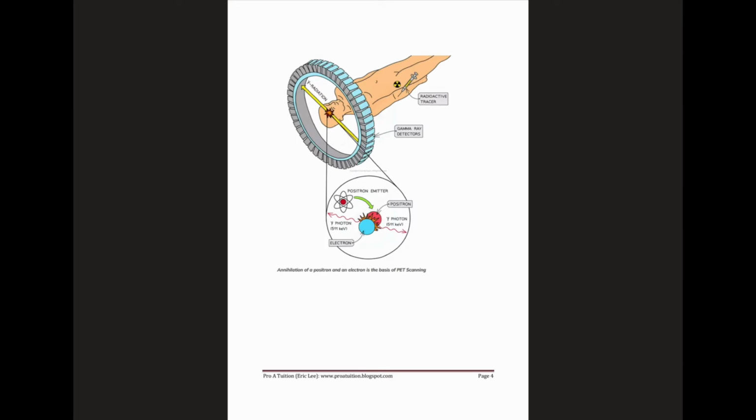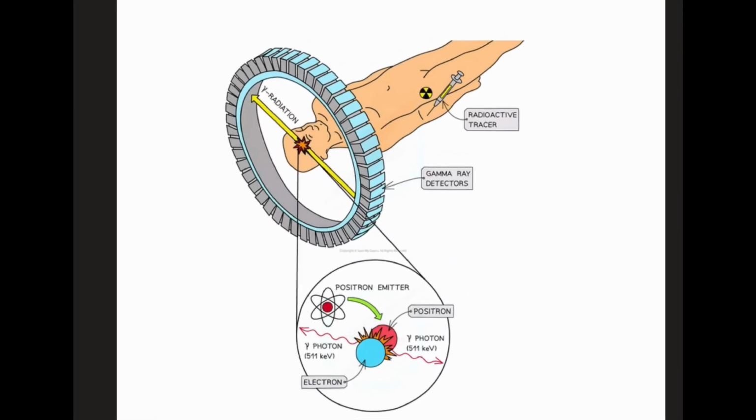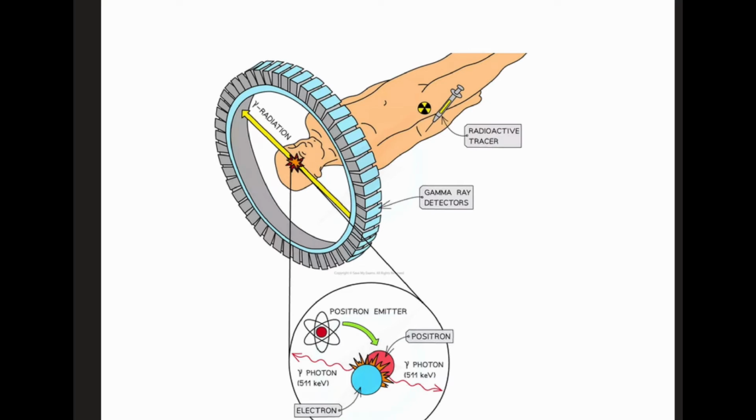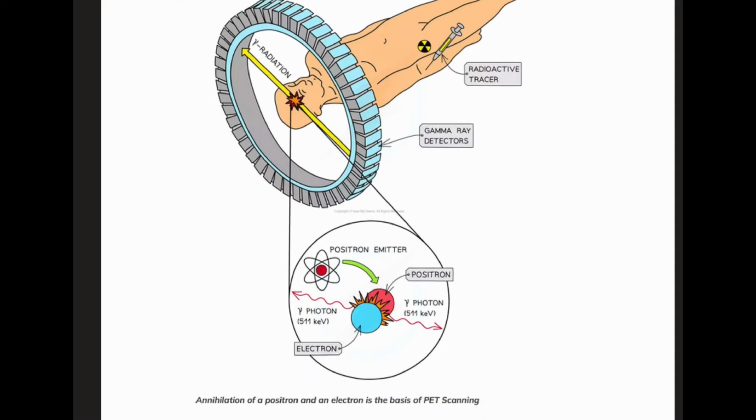So let us look at the picture here. What you can see here is the patient. The patients have to get the injection of the radioactive tracer. The radioactive tracer that I mean is fluorodeoxyglucose, which is glucose combined with the radioisotope fluorine-18. Okay, then beta positive emission happens. So you see the picture here.